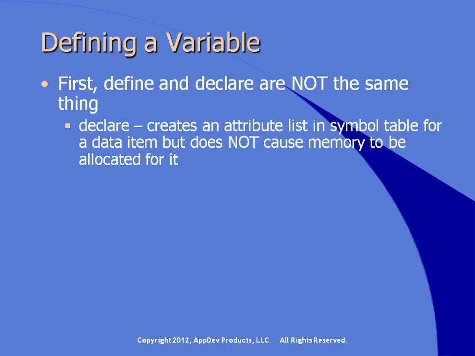Declare creates an attribute list in a symbol table, and that's all it does. In other words, the purpose of a data declaration is to tell the compiler the name of the variable and its type. It does not allocate memory for it.